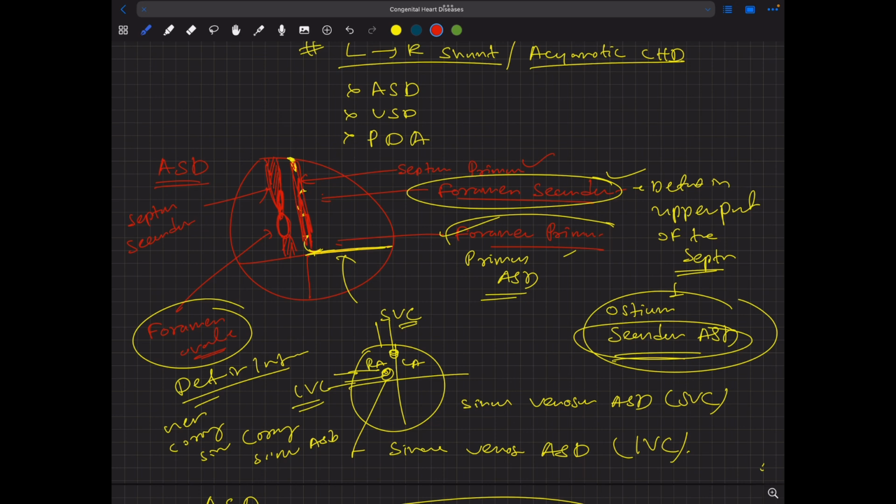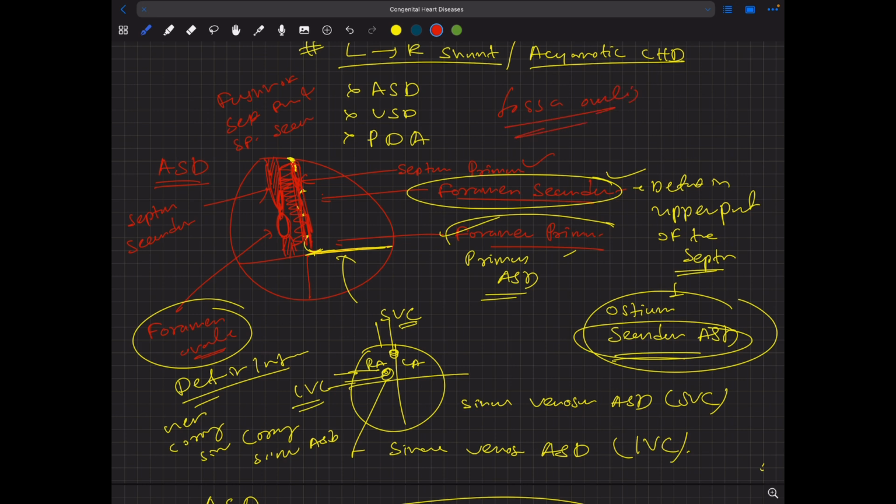Now in a mature person there will also be closure of the foramen ovale. So how will the foramen ovale close? The foramen ovale will close when there is fusion of septum primum and septum secundum. When these two fuse, that will lead to closure of the foramen ovale, and it will form the fossa ovalis.